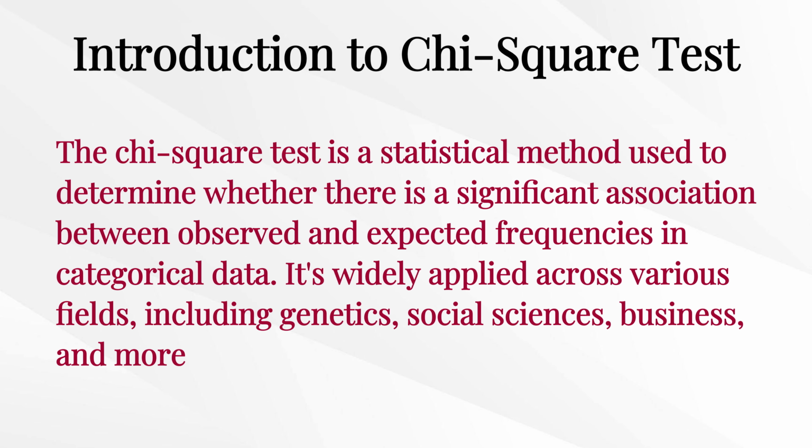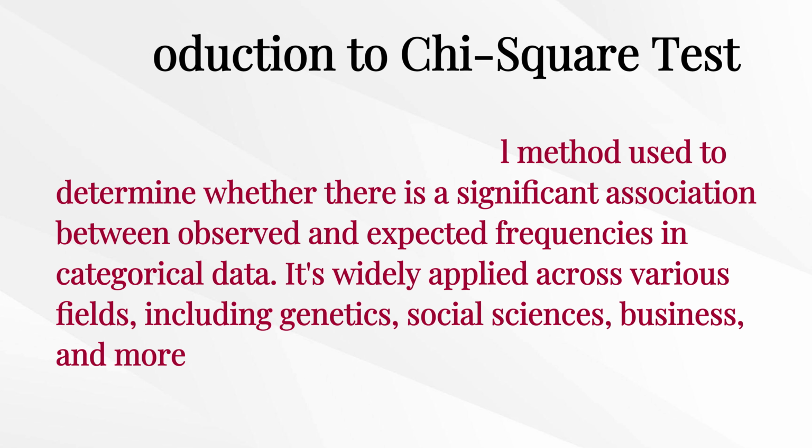The chi-square test is a statistical method used to determine whether there is a significant association between observed and expected frequencies in categorical data. It's widely applied across various fields, including genetics, social sciences, business, and more.